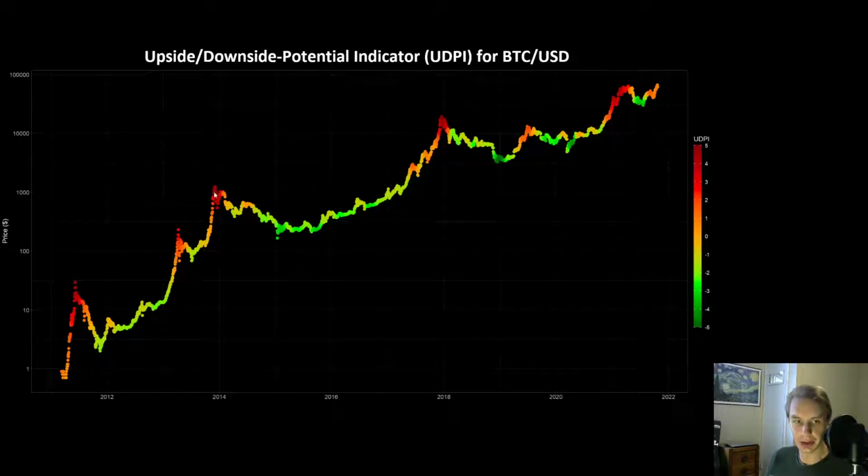Over history, what you can see is that our risk model has been pretty good at identifying these overheated, risky points in the market, and good at identifying these low risk points, these bear market points where historically buying in had been advantageous. So what I want to talk about today is what our model thinks about the new all-time high that Bitcoin just put in this week.